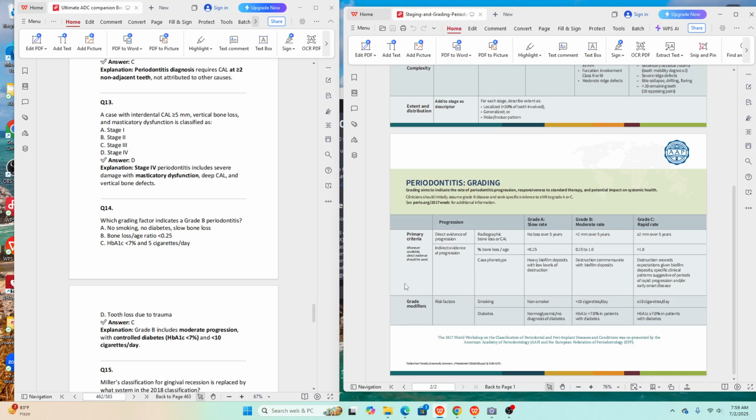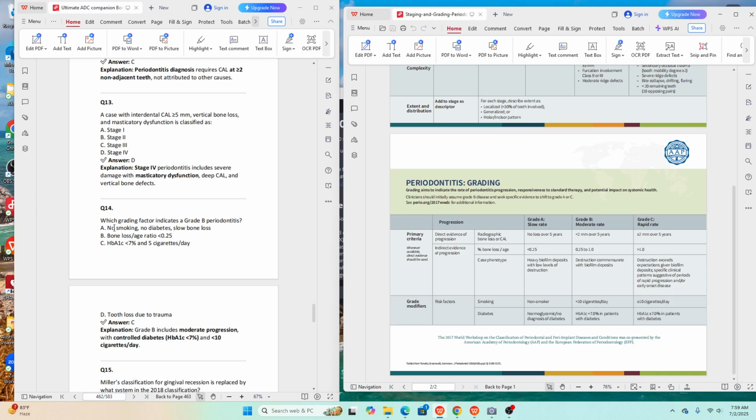Now, grade modifiers. By default, if you have a periodontal case, you have to consider that your patient is grade B, moderate rate. Then on seeing the further factors, when you ask the questions, you will classify him as grade A or you should classify him as grade C.